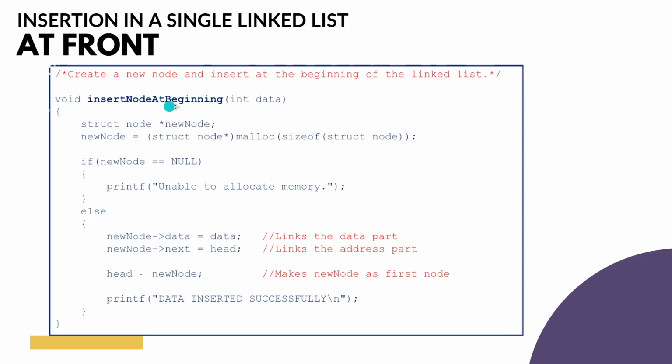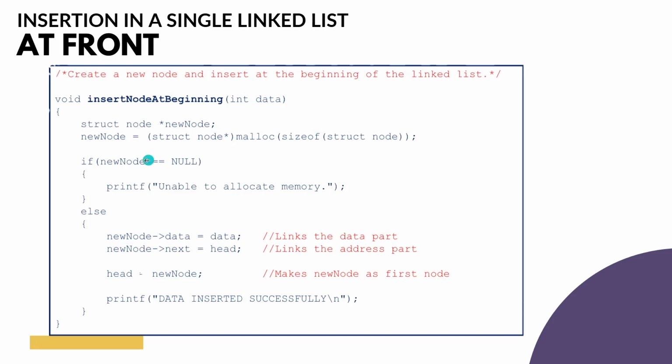Now let us see the associated code for doing insertion in a single linked list, and that too in the first position. Whatever we have seen in the previous slide, we have shown programmatically here. We have named the procedure insert node at the beginning, and this module takes as input the data value that has to be put in the first node.